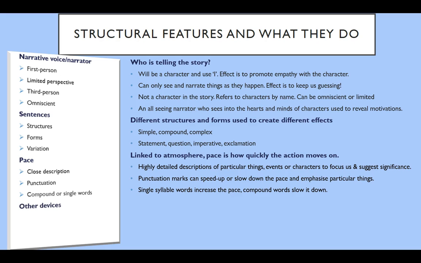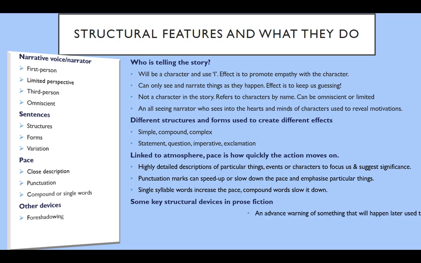Then we have a number of other key devices that contribute to the structure of a text. They're things that we find in prose fiction. We don't necessarily find them in literary non-fiction and media non-fiction, but sometimes we do. So the first one is foreshadowing. Foreshadowing is just an advance warning of something that's going to happen later to create tension and suspense and to keep the reader hooked and wanting to read on.